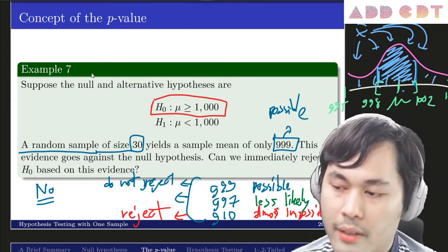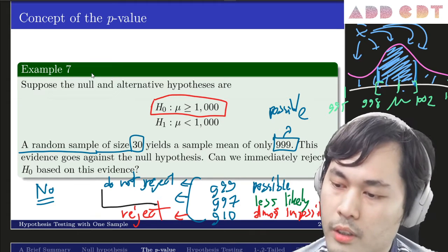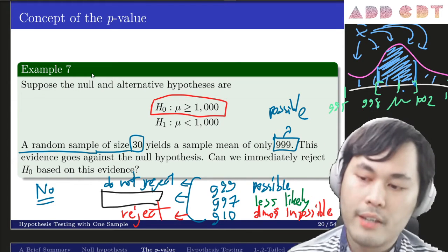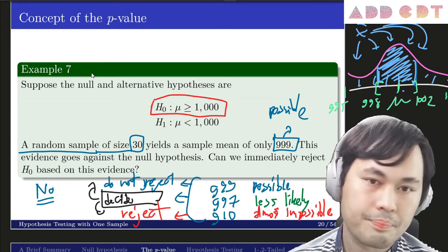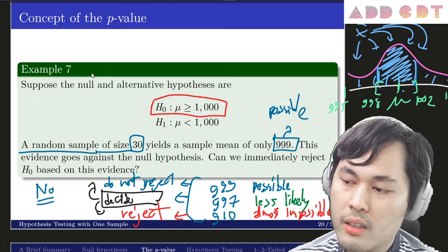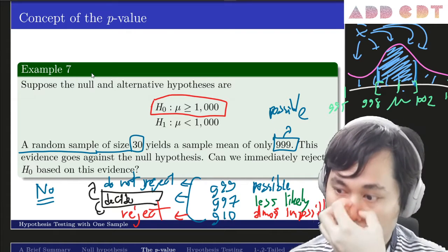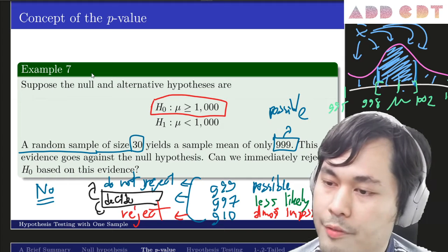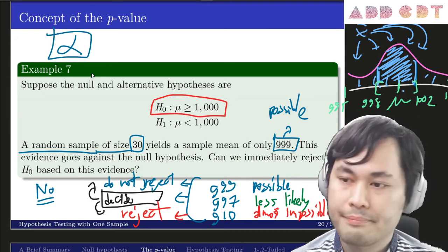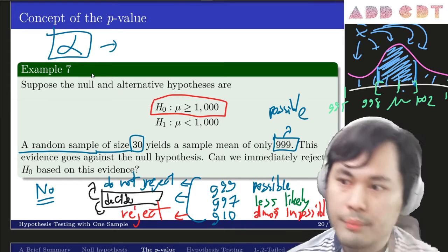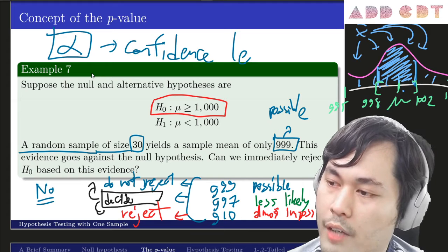Then for 997, now this is the kind of gray area. It's up to us to decide whether we want to reject or not reject. And in order to be able to draw an area for that number, we have to have some value here, alpha, that we are going to see in a moment. This is called the confidence level.